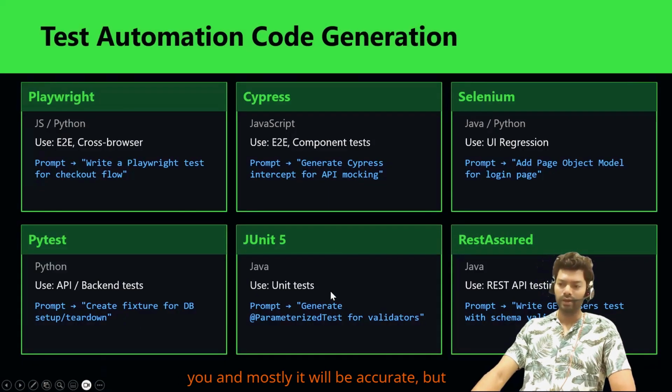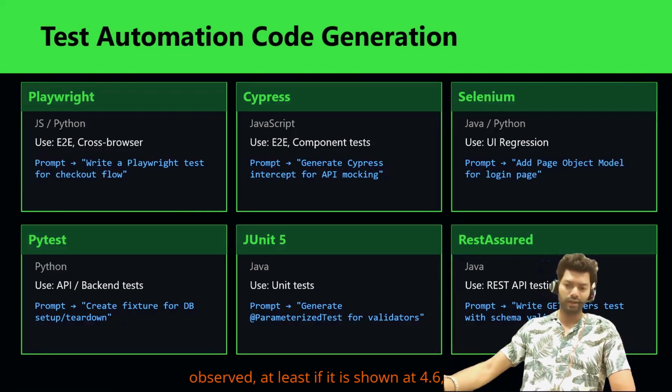And mostly it will be accurate, but what I have observed is that your model should be, at least, Sonnet 4.6, which gives really great output, or GPT 5.3, 5.4, 5.5.